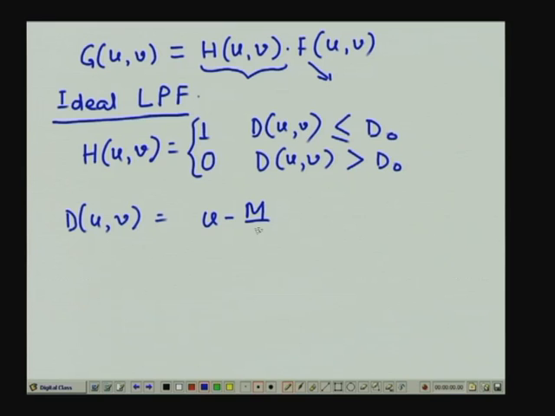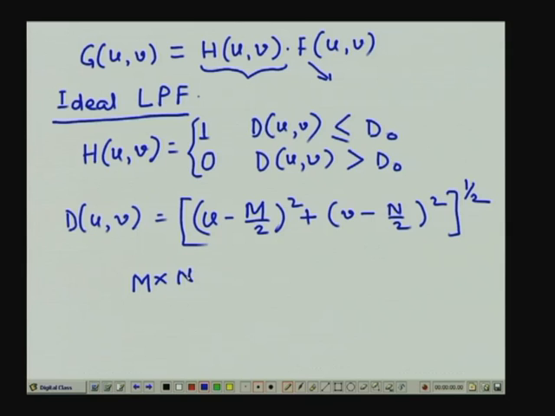Now, if the Fourier transform F(u,v) is the centered Fourier transform, that means the origin of the Fourier transform rectangle is set at the middle of the rectangle, then this D(u,v), the distance value, is simply computed as the square root of (u minus M/2) squared plus (v minus N/2) squared, where we are assuming that we have an image of size M by N. So, for an M by N image size, D(u,v) will be computed like this if the Fourier transform F(u,v) is the centered Fourier transformation.